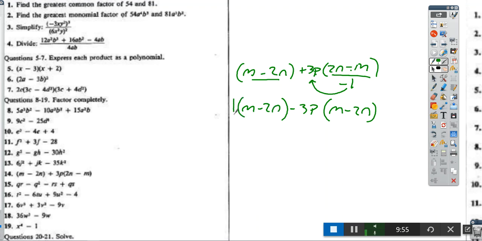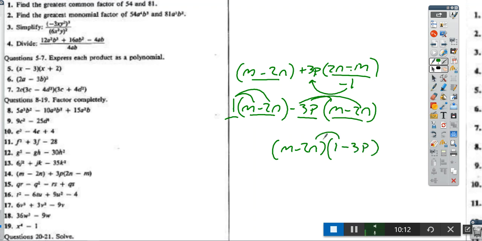All right, so this and this are the same. So I do have m minus 2n, and both the 1 and the negative 3p are going to have to get multiplied to this, right? So if I put them together, when I do my rainbows and smiley faces, I will get the same multiplication piece as I will here. All right. So there's my answer.